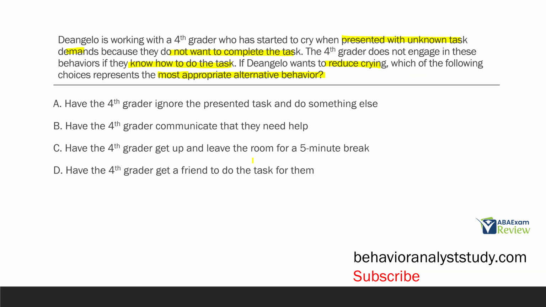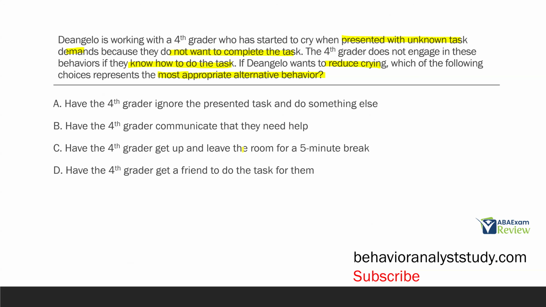C, have the fourth grader get up and leave the room for a 5-minute break. C has the same problem as A, where the fourth grader is escaping. And when they come back and get another unknown task demand, we haven't done anything different. So all we can really expect is the same, which is more crying.